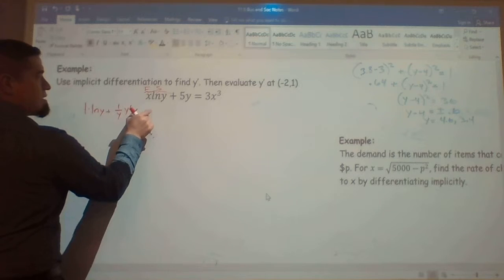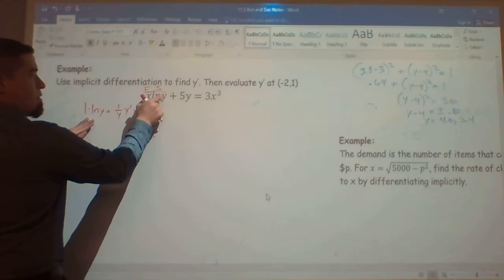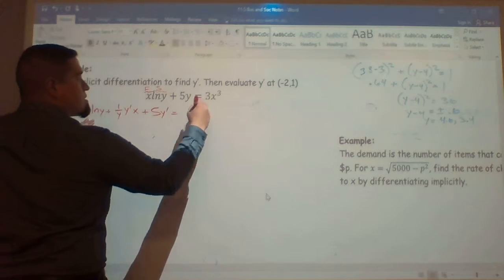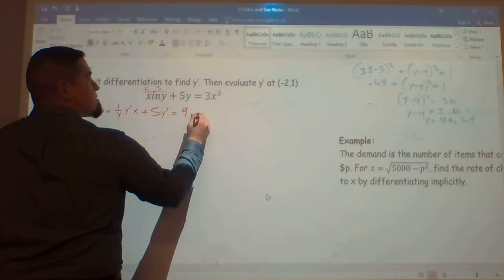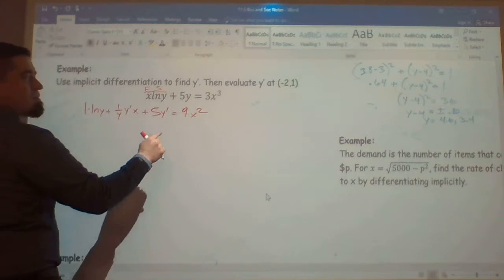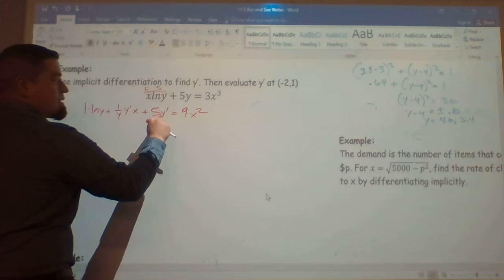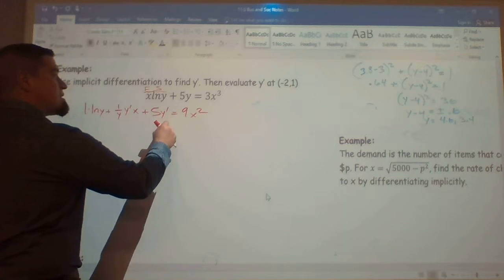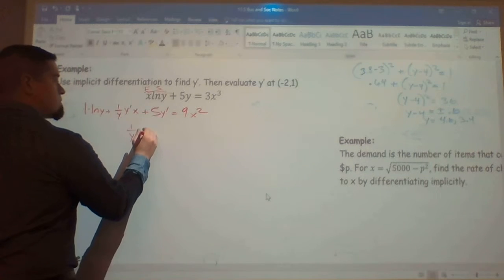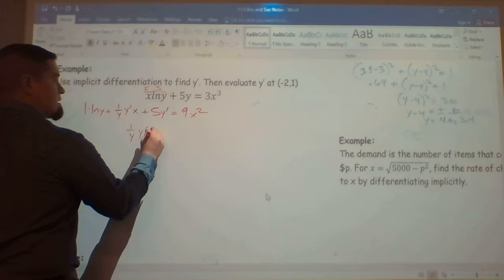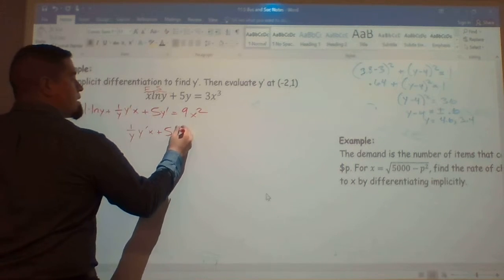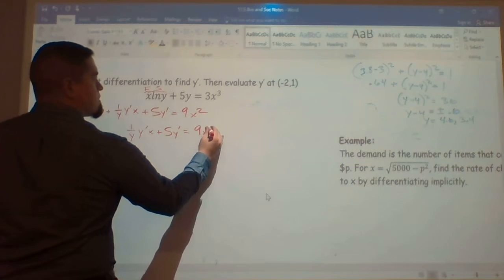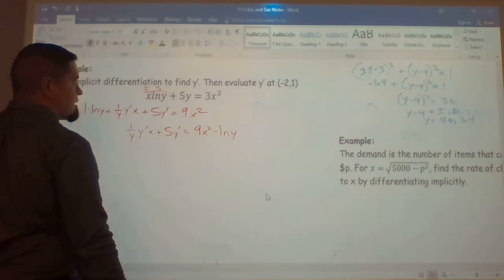So that's the derivative of this part using the product rule, plus the derivative of 5y would be 5y prime, equals the derivative of 3x cubed, which is 9x squared. Again, emphasis on anytime you take the derivative of y with respect to x, you tag on a y prime or a dy/dx. Also, like in class, you leave the y primes on one side, y prime x, plus 5y prime, and you take everything else to the other side, namely, I'm going to move that over. So again, you should have this already.